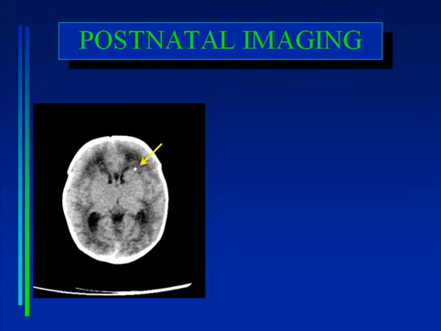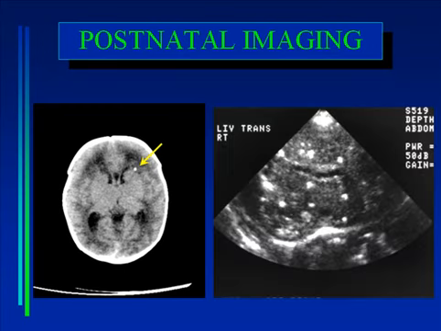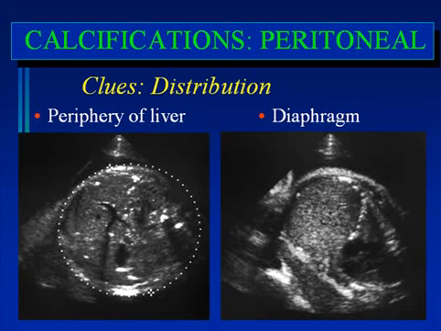There were calcifications within the fetal head on postnatal CT scan, and postnatal ultrasound showed that the calcifications were actually located within the liver parenchyma, as we see here, as well as within the spleen, rather than being in a peritoneal distribution. And this fetus proved to have CMV infection. So there are, though, a few clues that can help you distinguish calcifications that are peritoneal in distribution from those that are located within the liver and spleen.